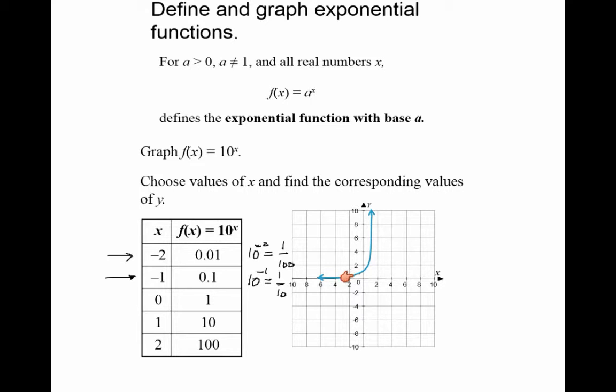It gets very small. You can imagine if I let x equal to -100, that would be 10 to the power of -100. The numbers become really, really small. It gets closer and closer to 0 from this end. So this would be the shape of the graph, just by looking at this data.